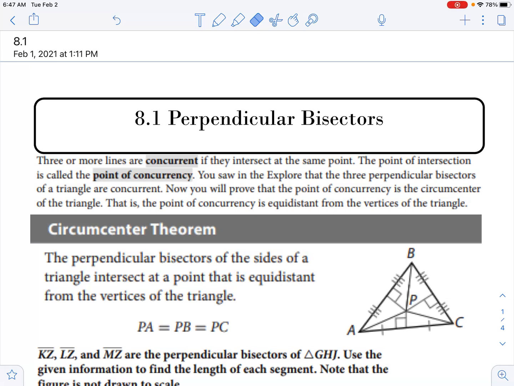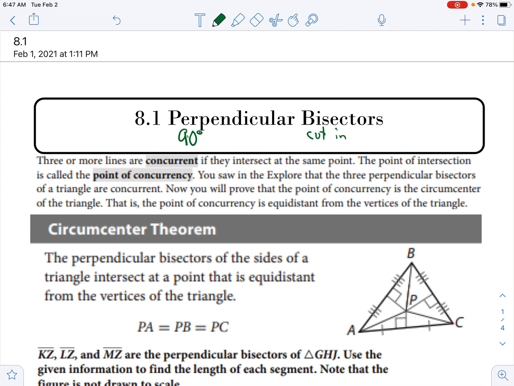Hello there, we're going to go over section 8.1, perpendicular bisectors. So it's important for us to understand what we're talking about. When we talk perpendicular, it means we're forming a 90-degree angle. Perpendicular means 90 degrees, and bisect means to cut in half.